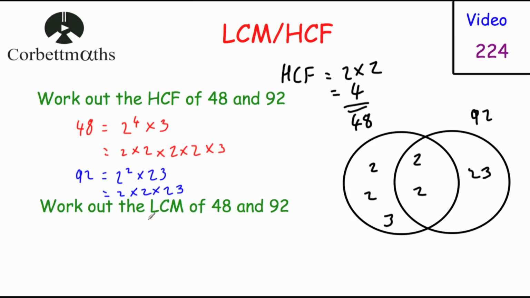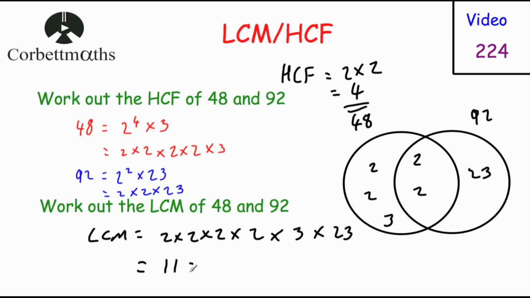Okay. Our next question says to work out the lowest common multiple of 48 and 92. To find the lowest common multiple, we multiply all the numbers in the Venn diagram. So we're going to do 2 times 2 times 3 times 2 times 2 times 23, or in order, the lowest common multiple equals 2 times 2 times 2 times 2, because there's four 2s, times 3 times 23. And when we do that, we get 1104.